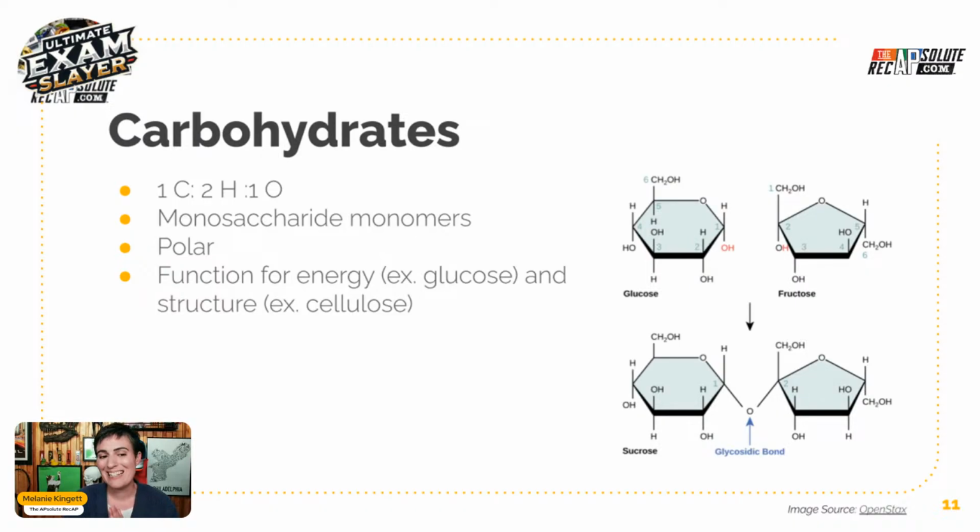Now, you don't follow that exact ratio when you start to build polysaccharides because you have glycosidic bonds forming, right? So you're going to be losing some of those hydrogens in order to have those bonds forming.